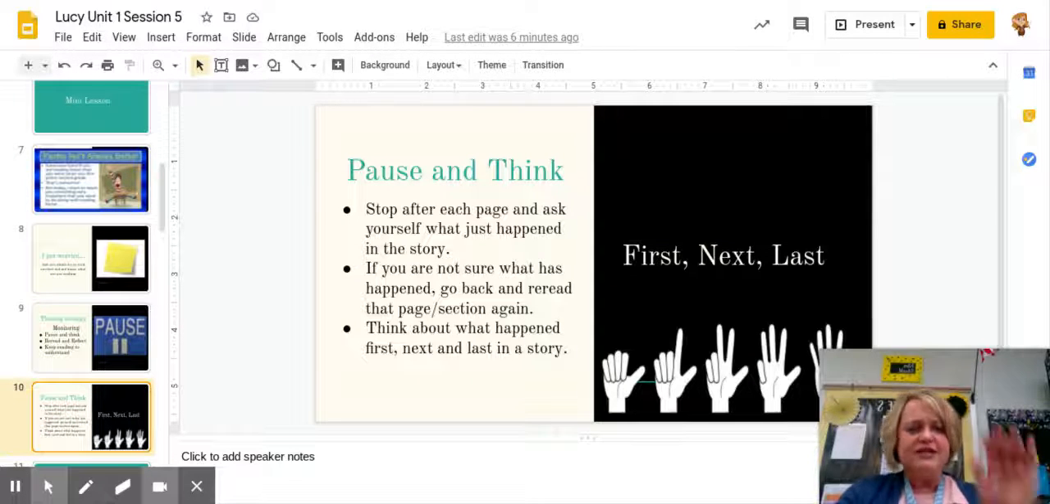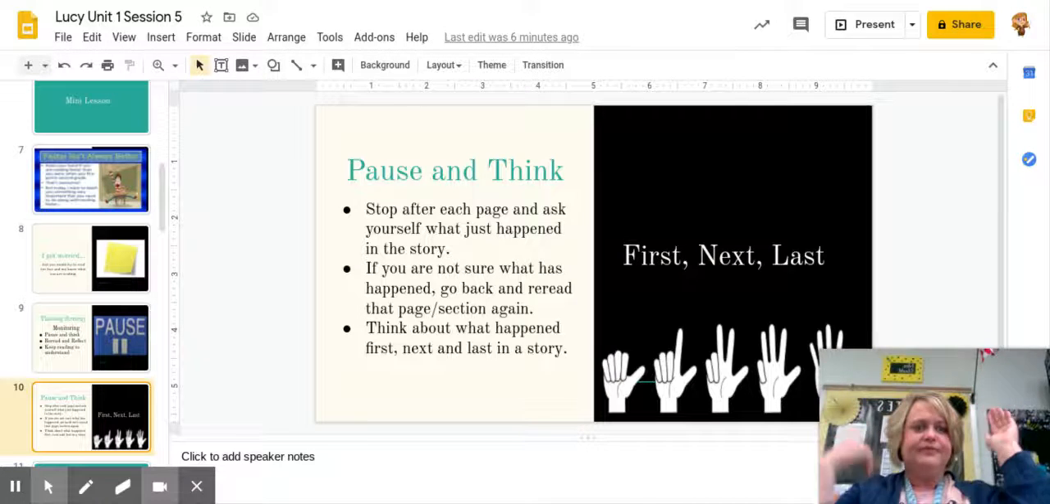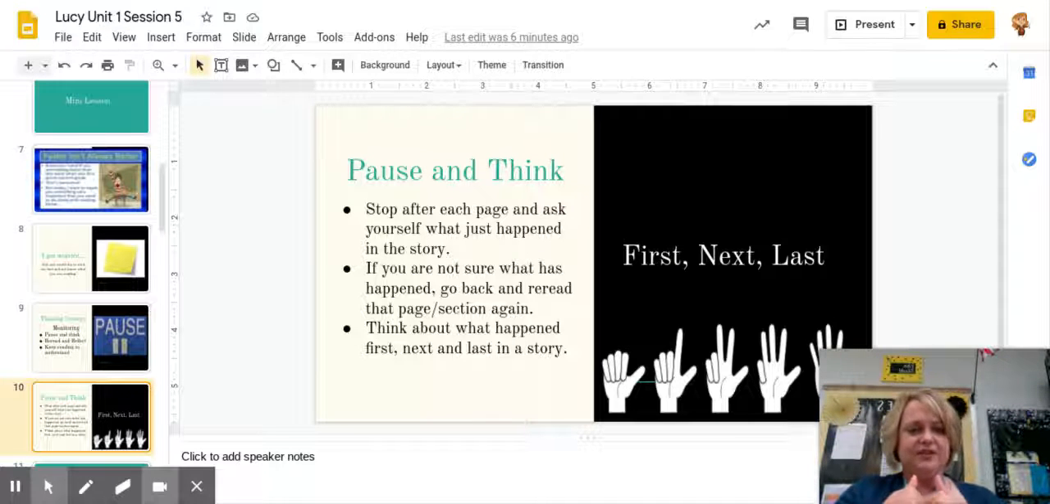So the first thing I do is I just put my hand up on pause and I think. I pause and I think. So that means stop after each page or each couple of pages and ask yourself what happened in the story. Then, if you're not sure, go right then and reread those pages. Don't wait till you get to the end of the book and try to figure out what you read. Do that pause and think as you're going through the story.